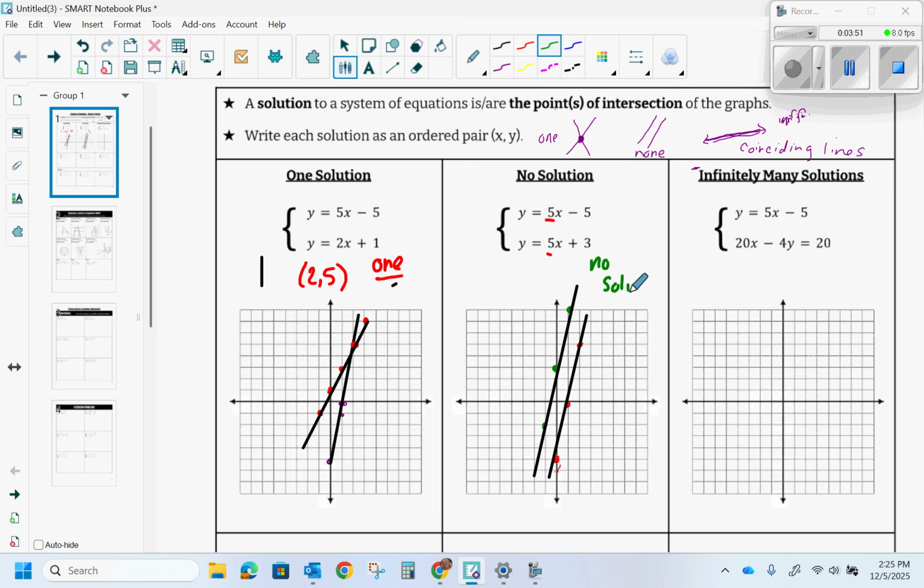The y-intercepts have to be different, obviously. Okay, and the reason why I say that, because we look at this situation right here, I can go graph that line again, 5x minus 5.